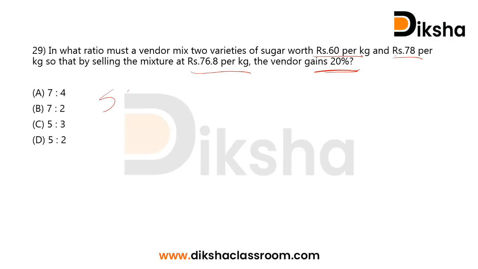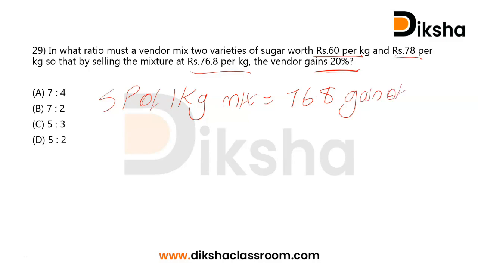So we have the selling price of 1 kilogram of mixture. Okay, the selling price of 1 kilogram of mixture is 76.8, with a gain of 20%. When he is selling 1 kilogram of mixture at the price of 76.8, he gets a 20% profit. Now we want to find the cost price.